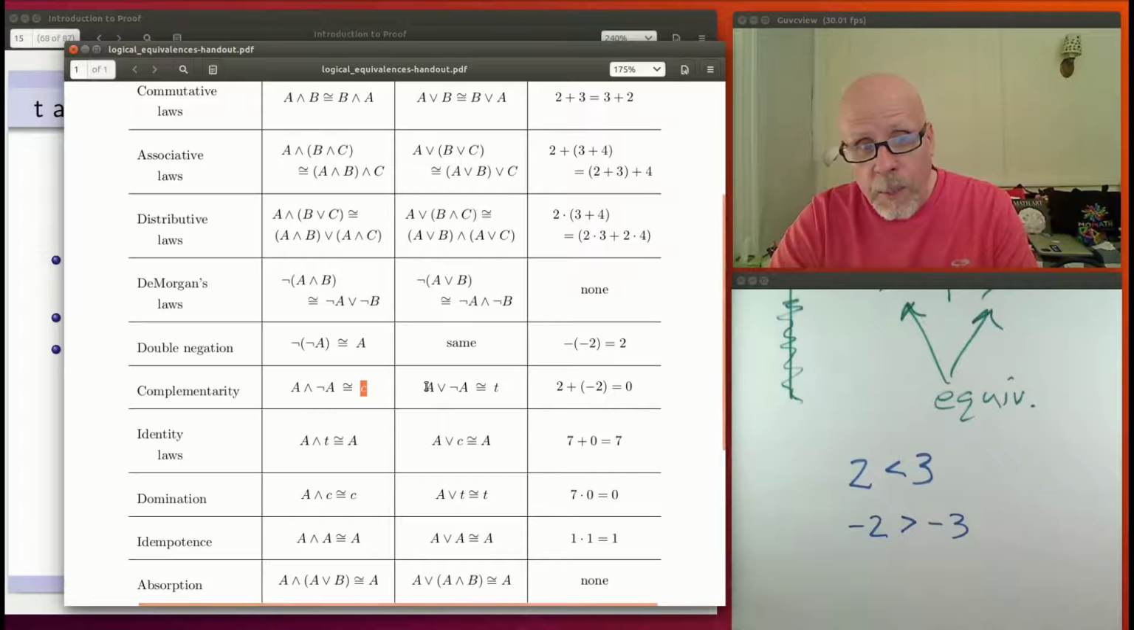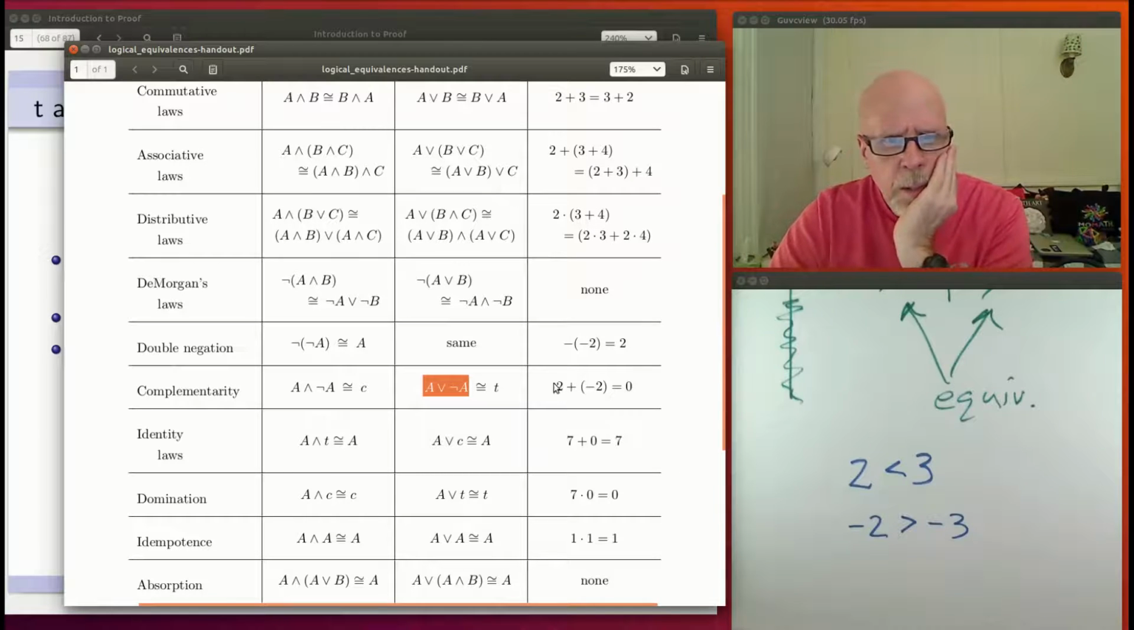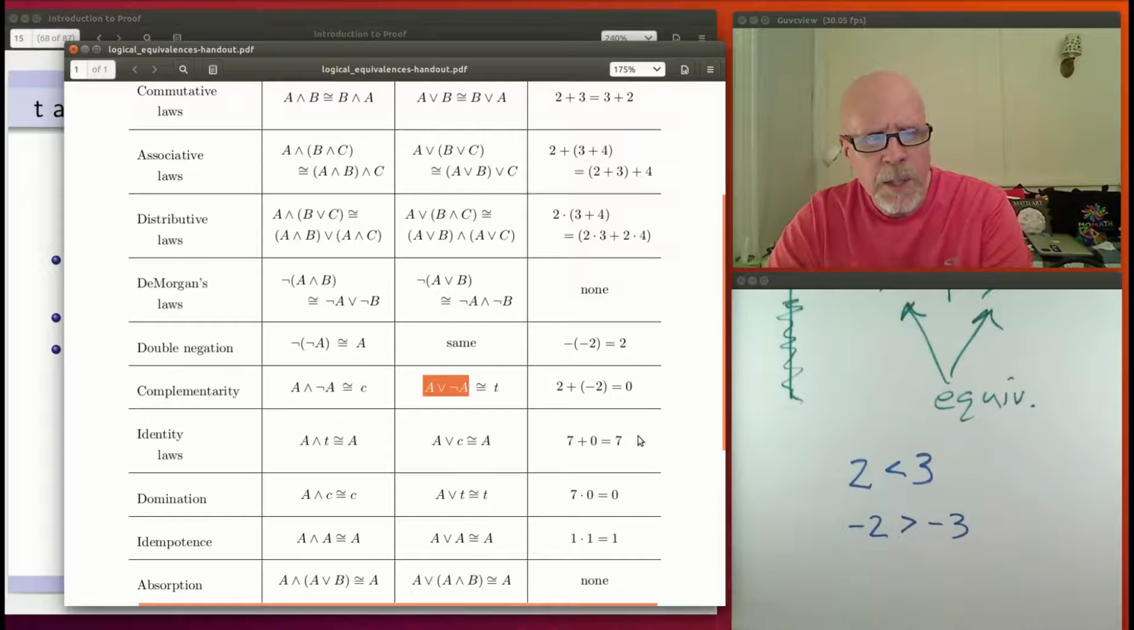A similar thing happens if you have an or sentence that's got a statement and its negation on either side. One or the other of those 2 things is true. So you always get true out of it, no matter what. Now, I don't know, maybe this is similar: 2 plus minus 2 gives me 0. It's kind of like what A and not A gives me, the contradiction, means. I'm not sure how good that analogy is.